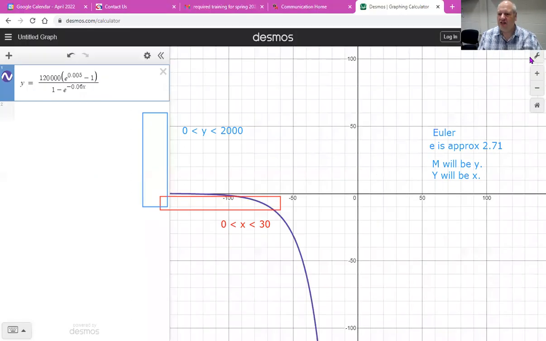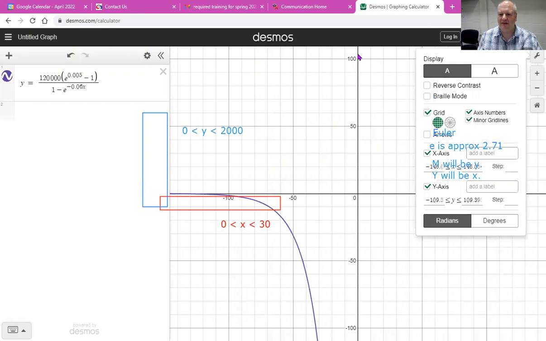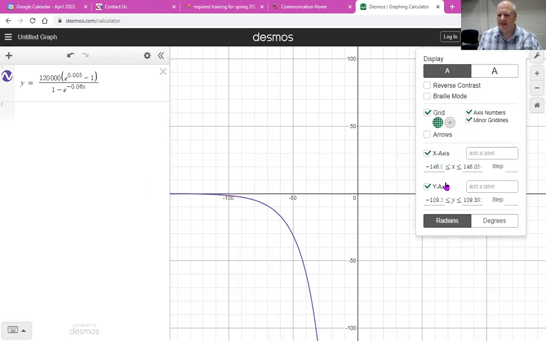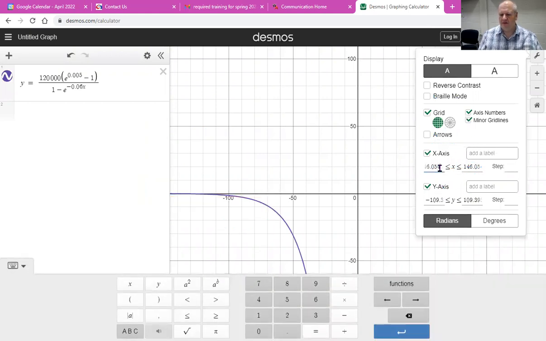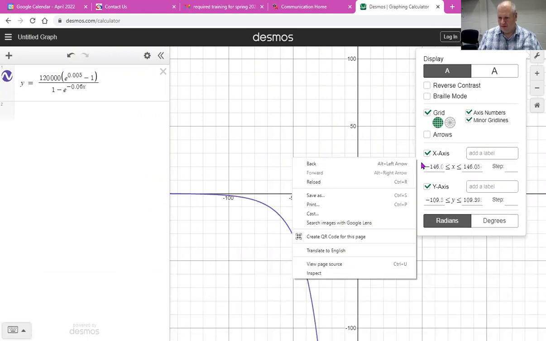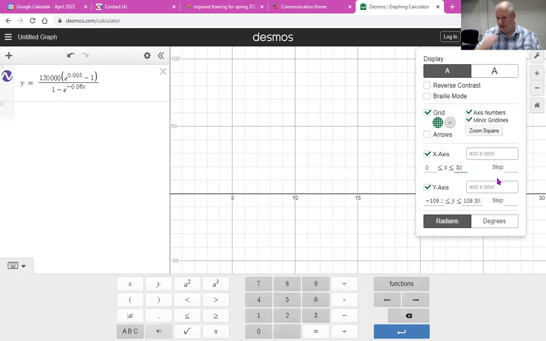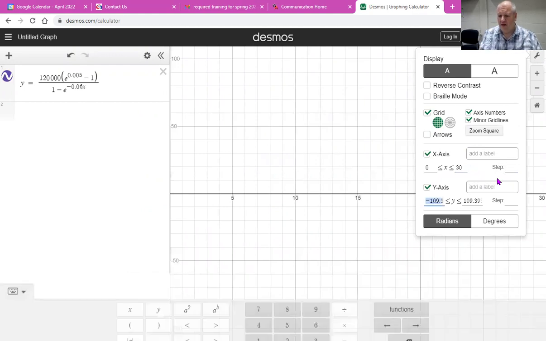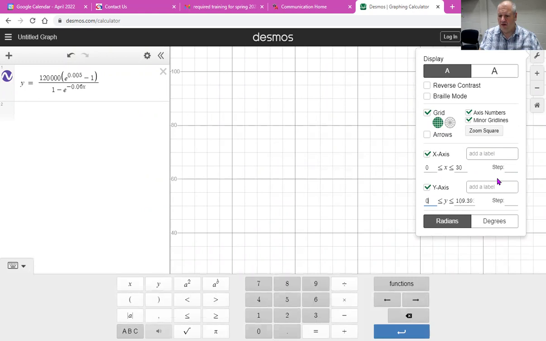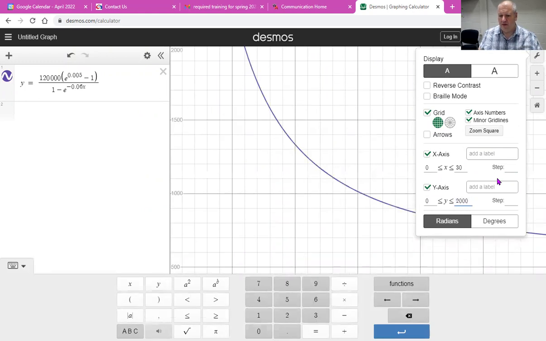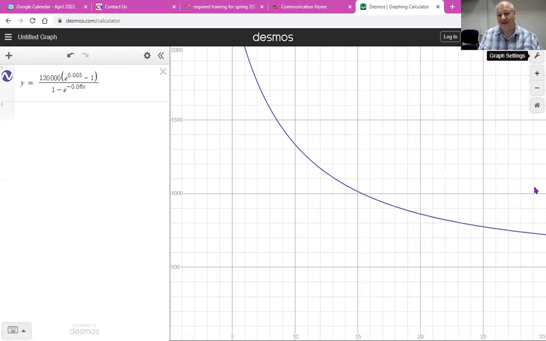I'll go to the wrench right here. Let me get rid of these things. Oh, I'll leave them there for a minute. I'll go to the wrench. Now I got to get rid of them. So on the x, it's going to be 0 to 30. And then on the y, I want 0 to 2000. Now it looks like one of the answer choices, doesn't it? Click the wrench to get that out of there.